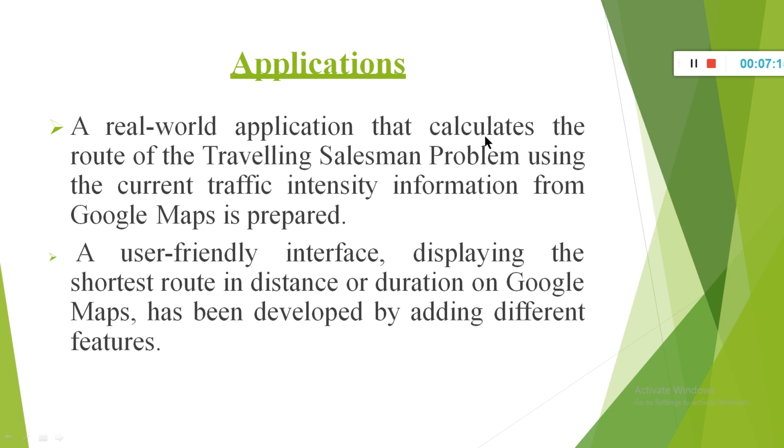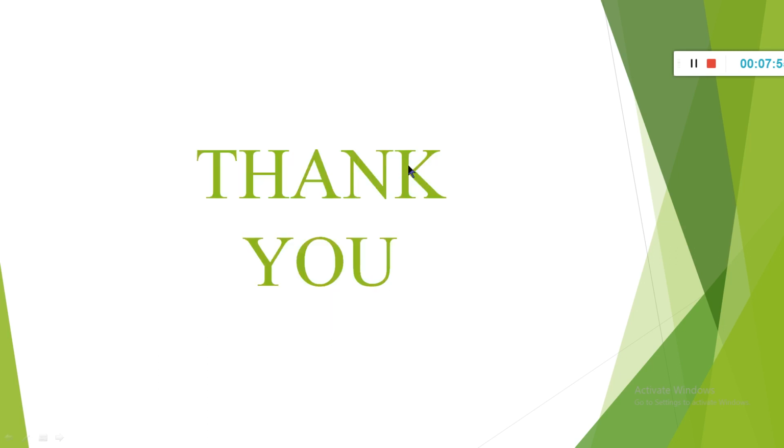A real world application calculates the route of the traveling salesman problem using the current traffic intensity information from Google Maps. Another application is a user friendly interface displaying the shortest route in distance or duration on Google Maps, which has been developed by adding different features. So this is one of the applications used in Google Maps to find the shortest routes and routes without traffic. For this purpose we are using this dynamic programming algorithm. This is about the theory part of lab experiment number 10A.